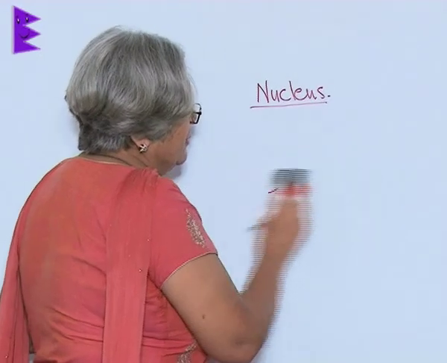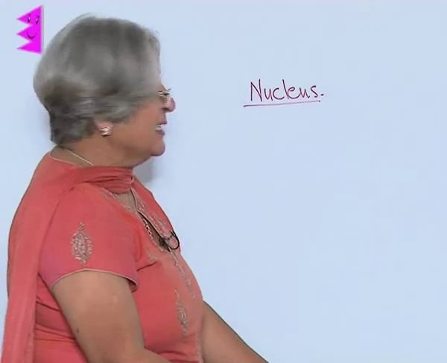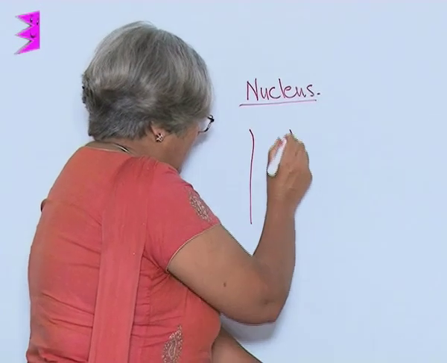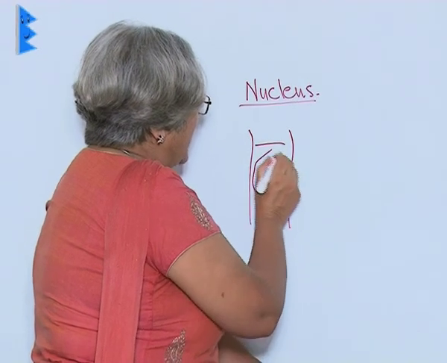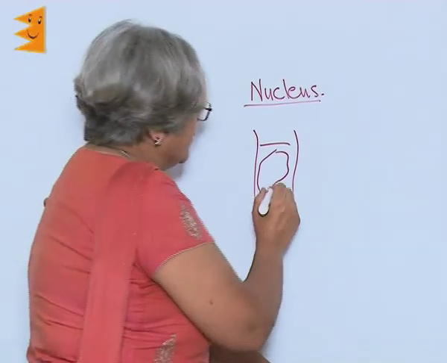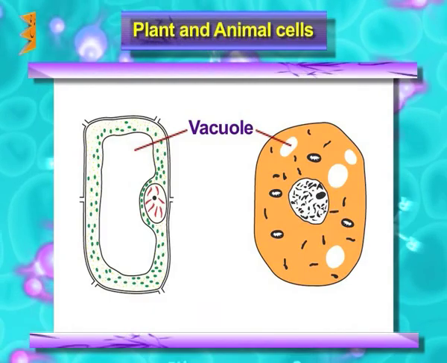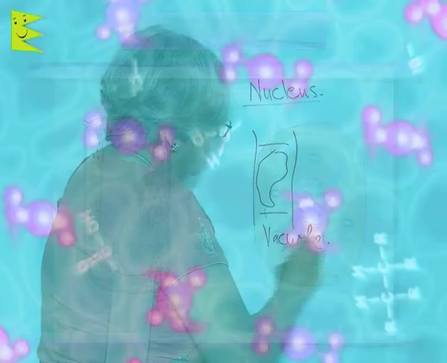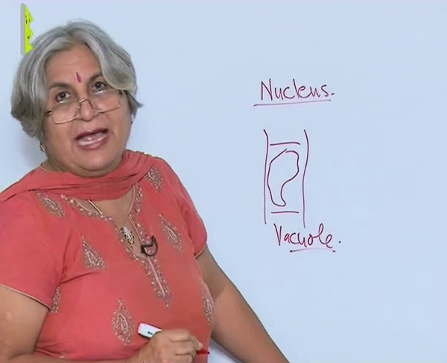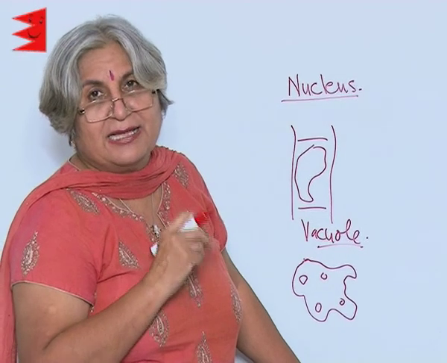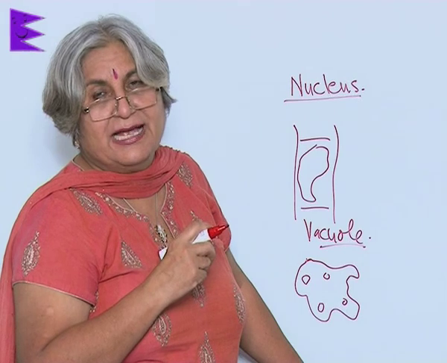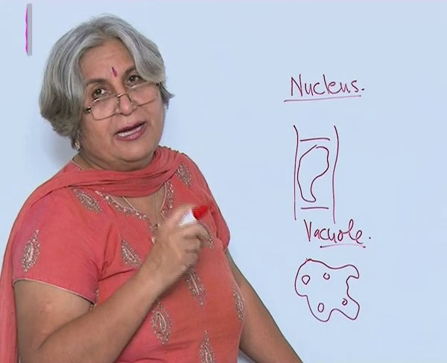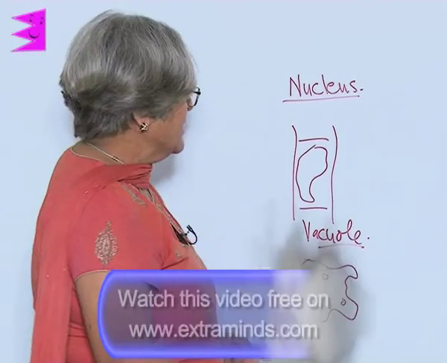Now, in addition to these cell organelles, in a cell, say if this is a Spirogyra cell, we find there is a large blank space. This is called vacuole. This is also filled with a sap. In the case of plants, they are large sized and they can be many, but in the case of animal cells, they are few and small. So, this is about vacuoles.